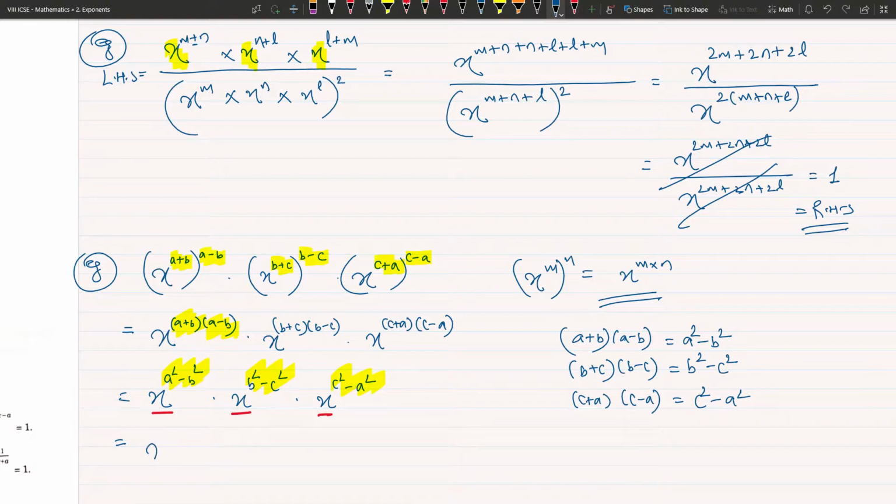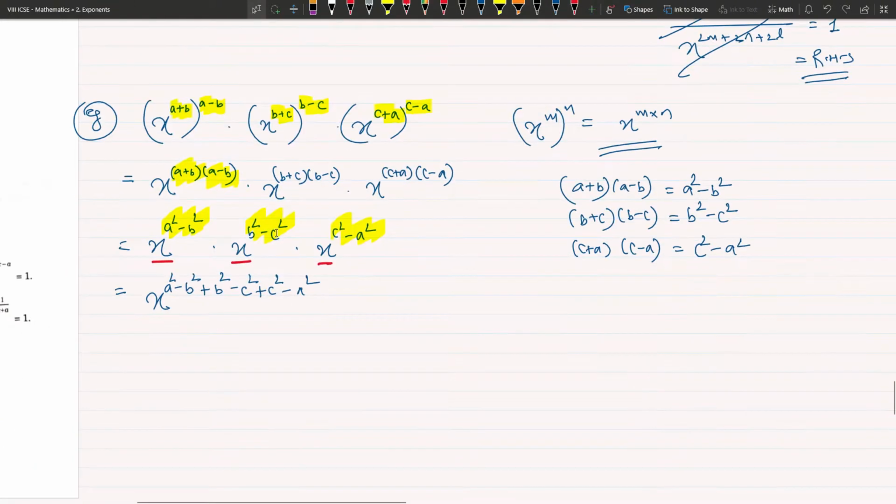So I'm going to write it as x raised to a square minus b square plus b square minus c square plus c square minus a square. यहाँ तक लिखा सबने? Kaya, have you written till here? Kaya, are you there? Yes, sir. यहाँ तक लिखा Kaya? Yes, sir. Okay.